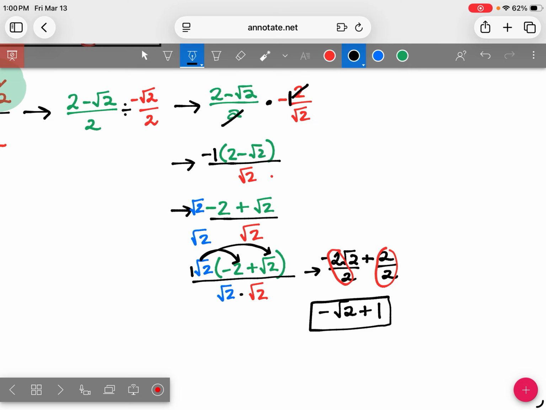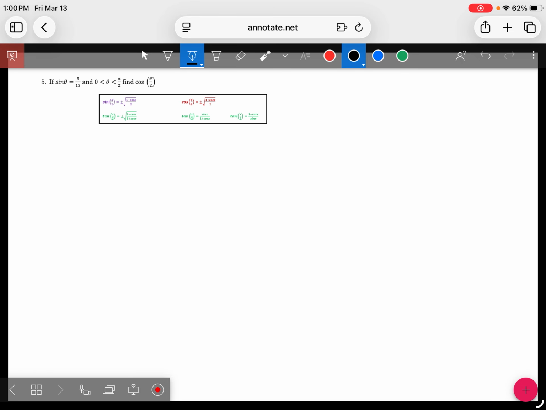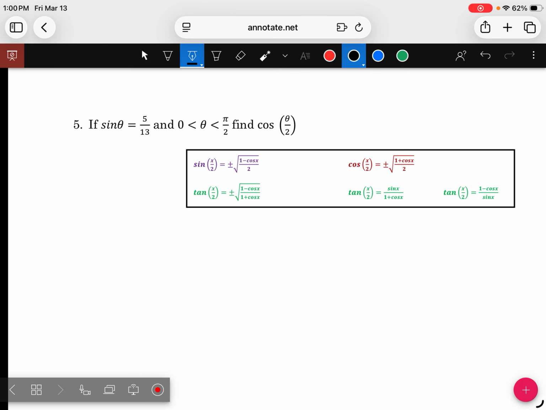All right, last one. This time, they told us sine, so we don't need to use our unit circle at all. They also tell us that it's between 0 and pi over 2. What quadrant is that between 0 and pi over 2? 1.